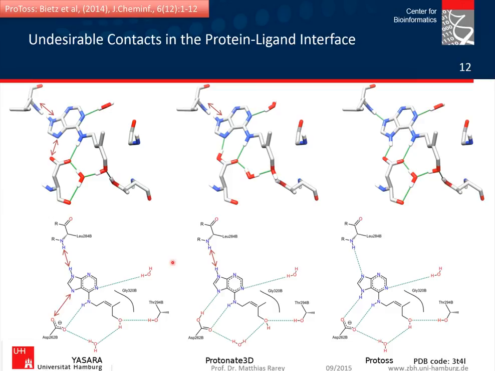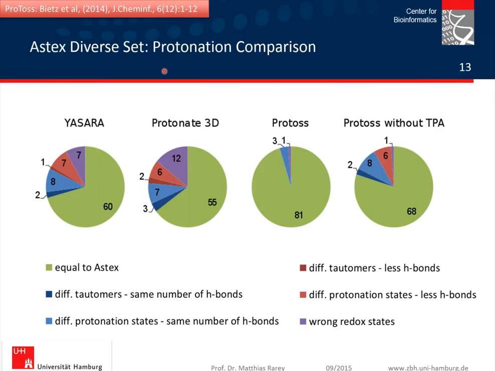One test case we have done is that we looked at the Astex diverse set, which is, according to literature, hand corrected, and we checked how close we come to the solution an experienced modeler actually created by hand. And you see here the number of errors, and again, if you compare Protoss with and without the tautomeric forms, you see that a lot of problems can be resolved by considering tautomers in this step, so that we believe that this is really an important issue here.